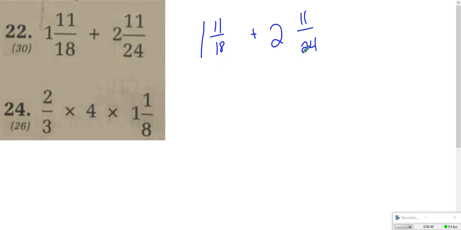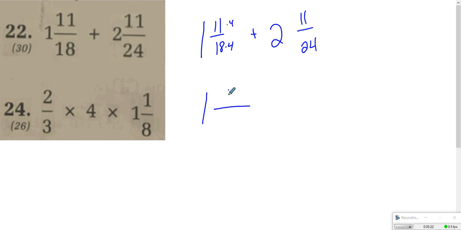If I do 18 times 2, that's 36. But I can't make a 24 into a 36. So let's try something else. 18 times 3 is 54. 24, no, I can't do that. 18 times 4, 72. Let's see here. 24 times... Oh, there we go. Okay, so now what you couldn't see because I didn't have my calculator on my screen is that I was trying some things out. So I tried 18 times 2, I did 18 times 3. When I got to 18 times 4, I get this. And I'm going to go ahead and do the top and the bottom times 4.